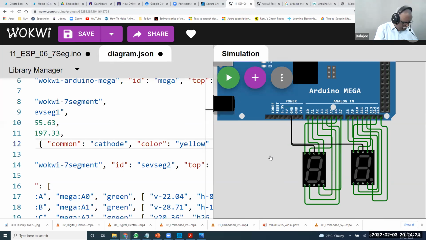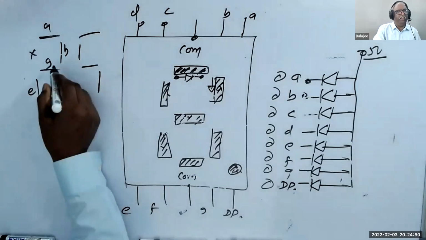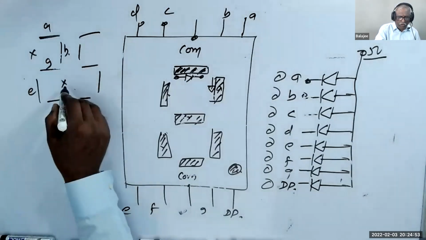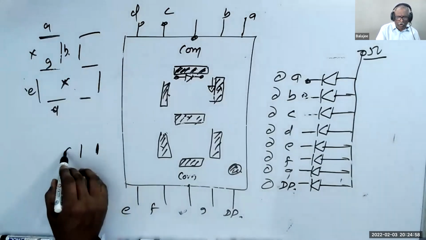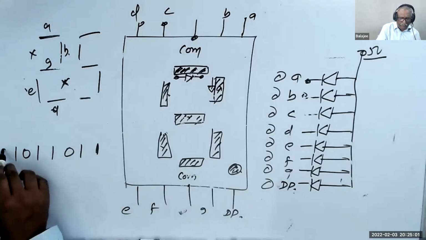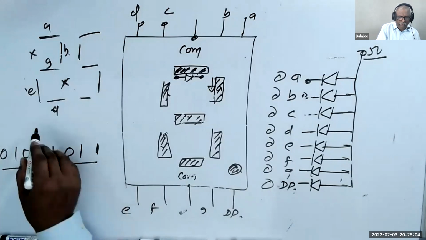Okay, now let us display. I want to display 25 here. For 25, A, B, C is not there, D, E, F is not there, G is there. So it means that 1, 1, 0, 1, 1, 0, 1, dot is not there. That means that 2 means 5B.